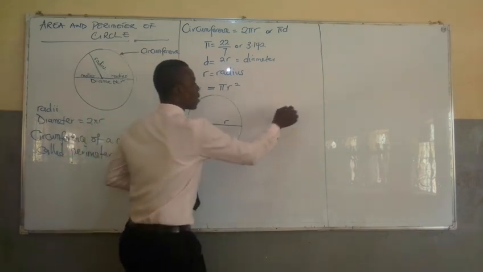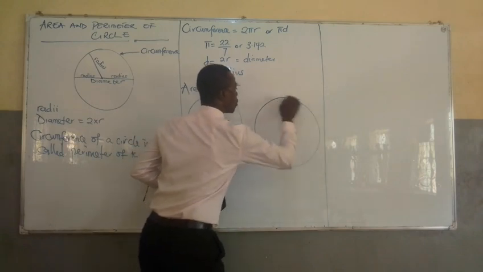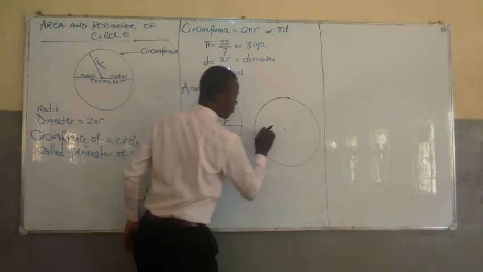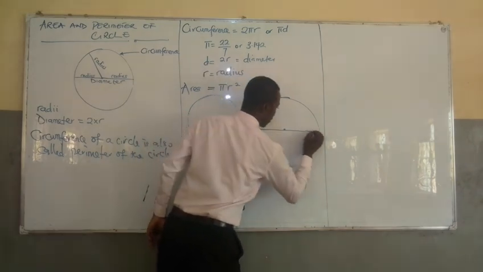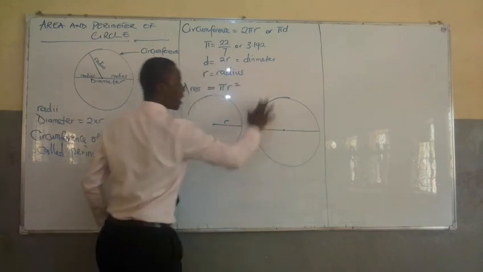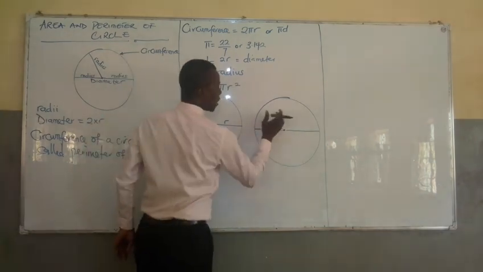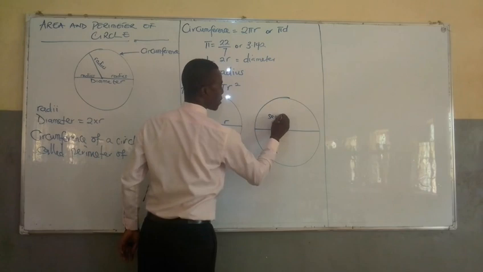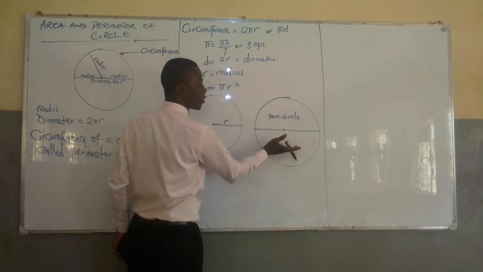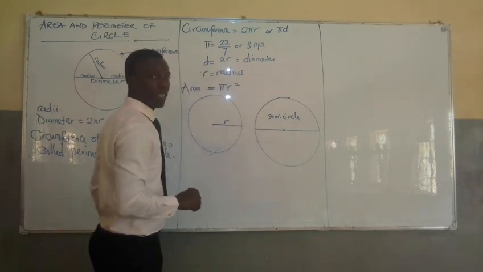But then, there are some other terms that we need to know about area. Look at the circle again. Whenever I divide a circle into two, I divide the area of the circle into two, this is called a semicircle. This one is also called a semicircle. That's two semicircles.